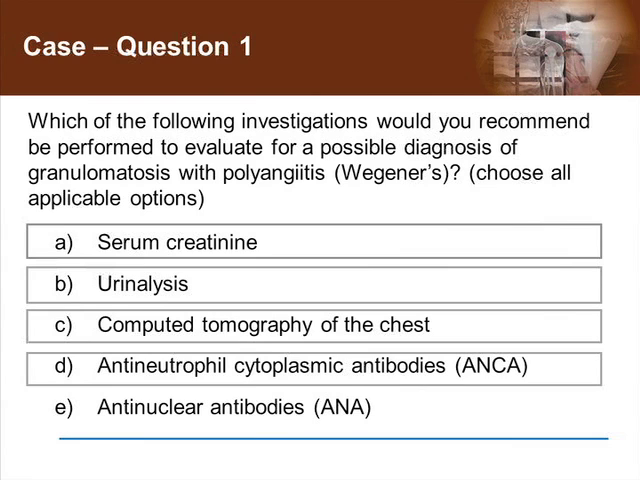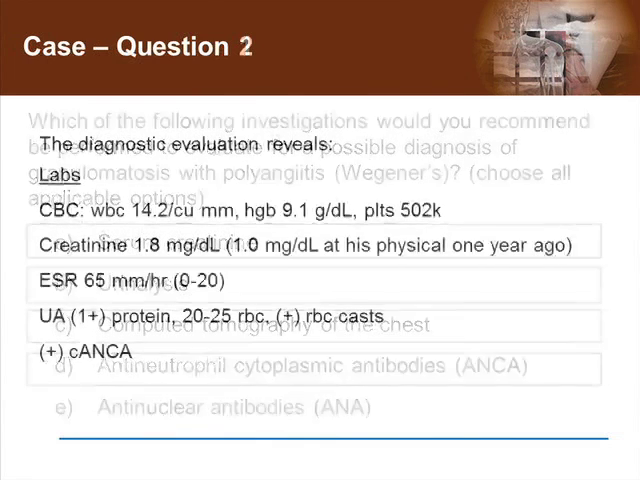Computed tomography of the chest is important to look for asymptomatic pulmonary disease, and antineutrophil cytoplasmic antibodies play a role in suggesting this important diagnosis. In the patient with this clinical presentation, antinuclear antibodies would not be a diagnostic test that we would consider in looking for the possibility of GPA Wegener's.